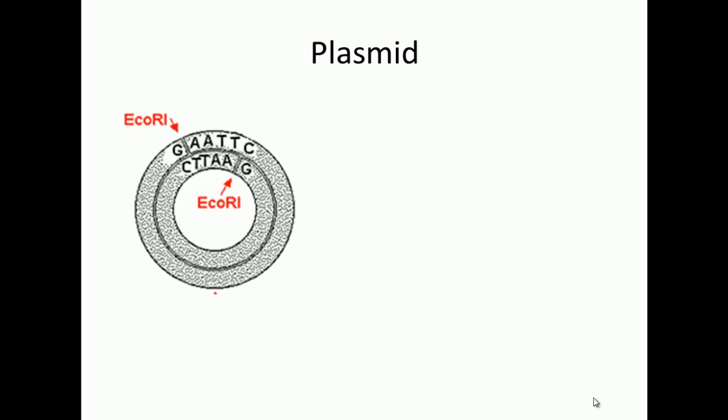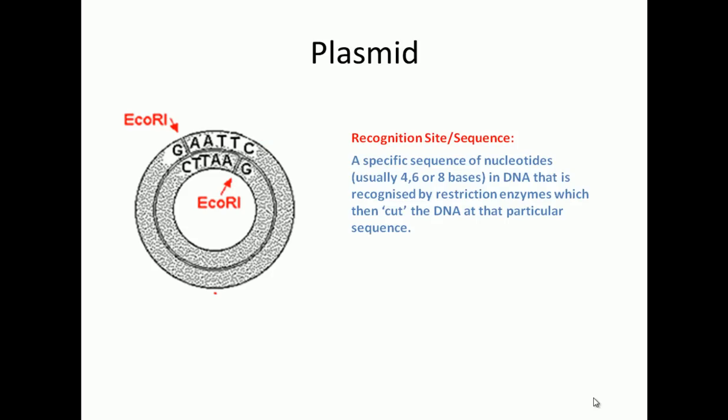So here is an artist's impression of a plasmid, and you can see here that there is a particular DNA sequence that is written out for you, GAA, TTC, and on the other side complementary CTT-AAG. This is called a recognition site or recognition sequence. So this is the particular part of the DNA that a restriction enzyme will cut. It's defined as a specific sequence of nucleotides, usually 4 to 6 or 8 bases in DNA, that is recognized by restriction enzymes, which then cut the DNA at that particular sequence.